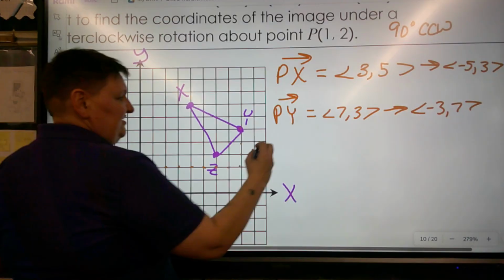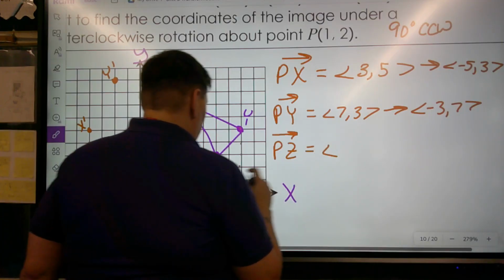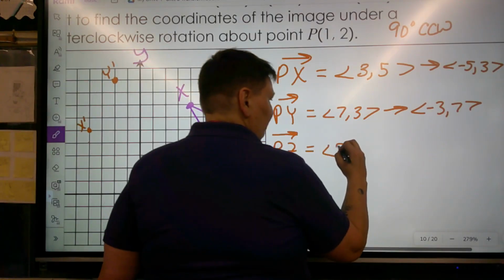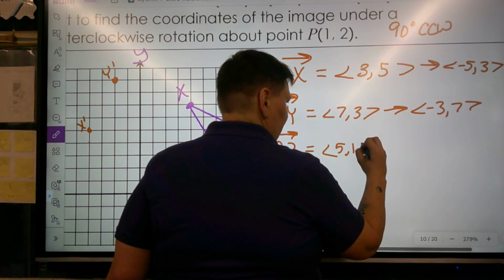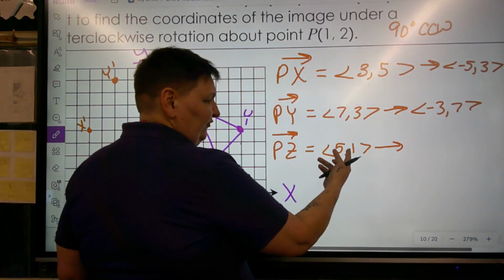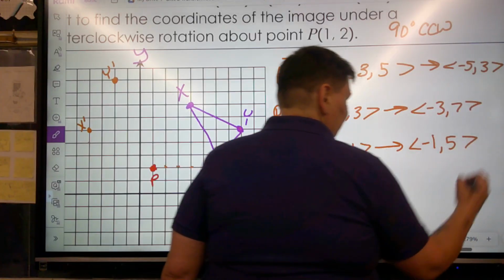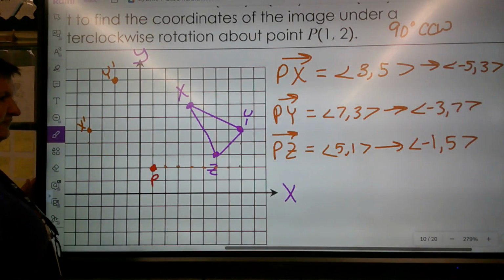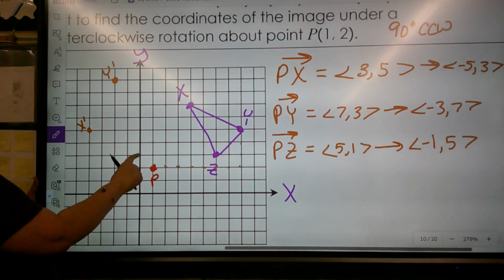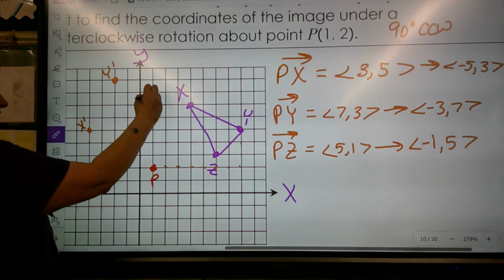And then we need P to Z. The vector from P to Z, I had to go 1, 2, 3, 4, 5, and up 1. So 5, 1. Again, we're going to change the sign of our Y, and then we're going to flip them. So it's going to become negative 1, 5. So starting at our center of rotation, we're going to go left 1, up 5. 1, 2, 3, 4, 5. And that's our Z prime.